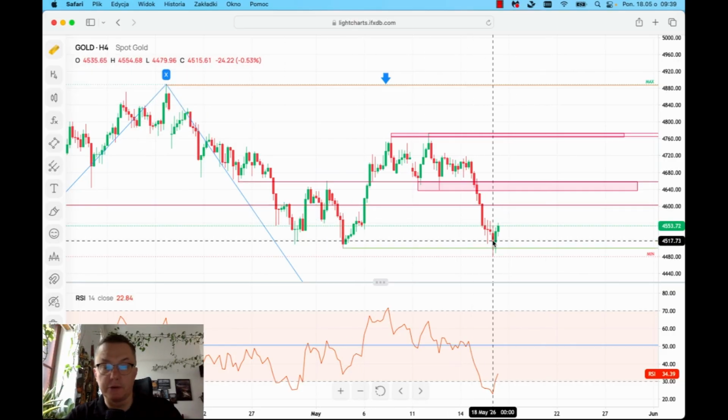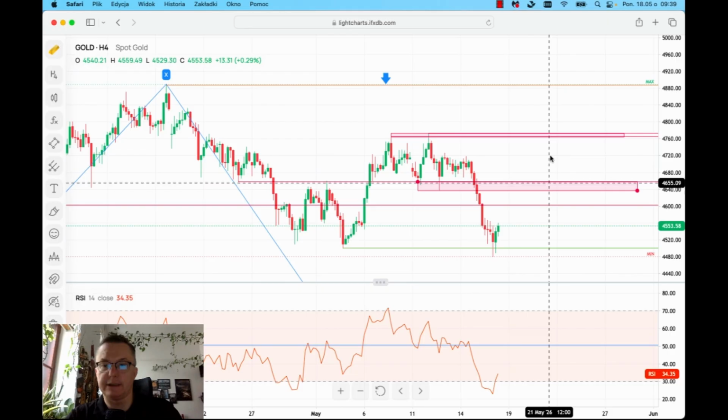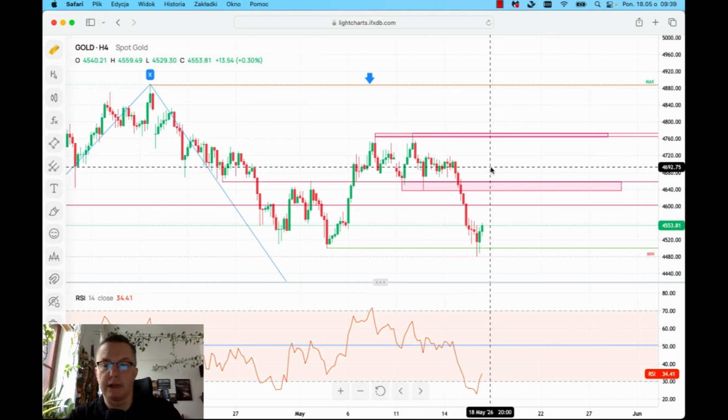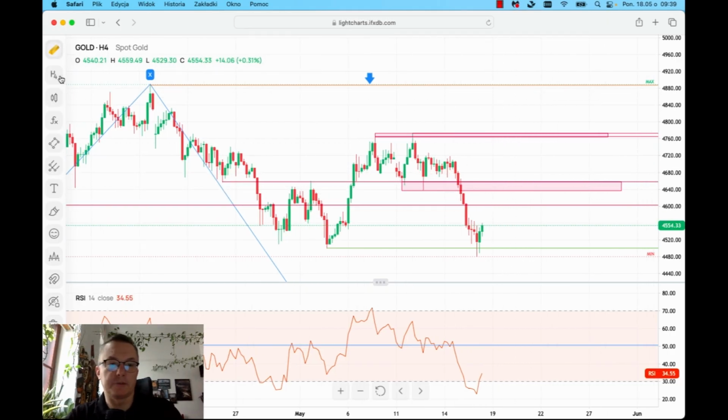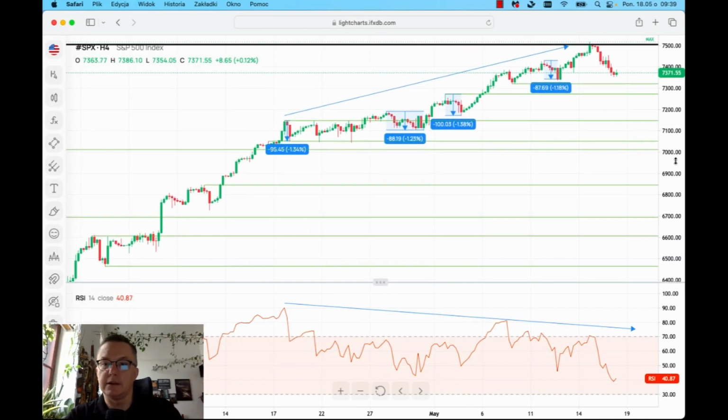Nevertheless, we broke it, took the liquidity out. 4,479 was the low into the extremely oversold conditions. Now the market got a chance to move a little bit higher, especially to test the supply zone. S&P 500 finally is going lower.